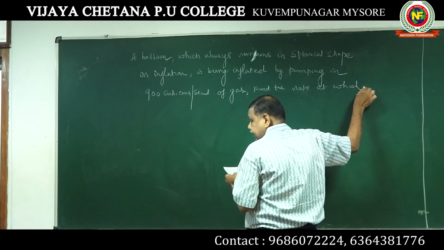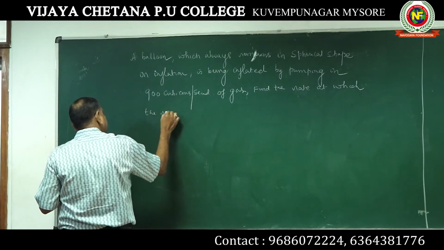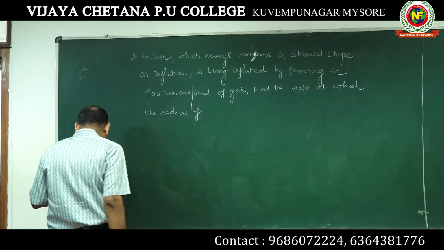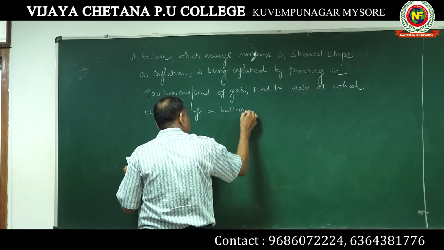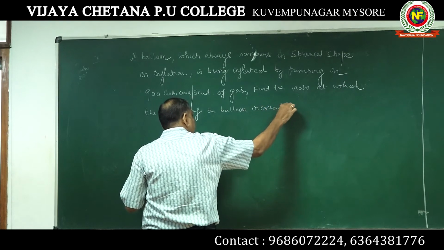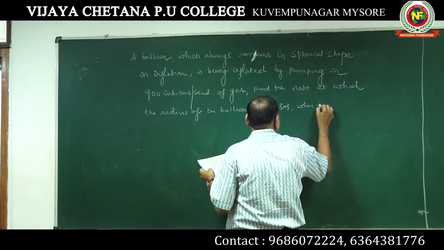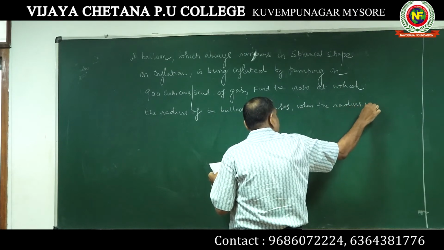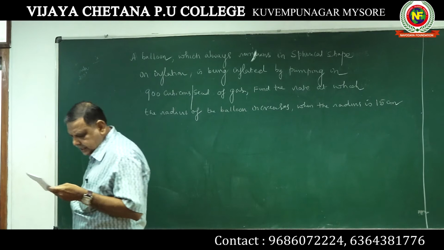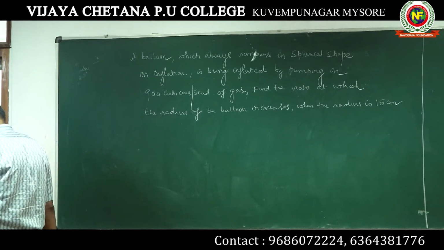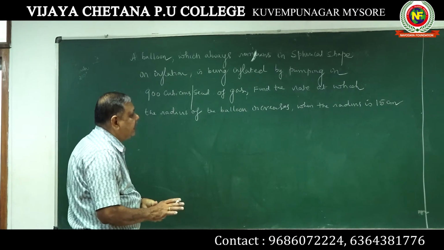It looks like a big problem, but it is not difficult. Find the rate at which the radius of the balloon increases when the radius is 15 centimeter. This is your textbook problem.